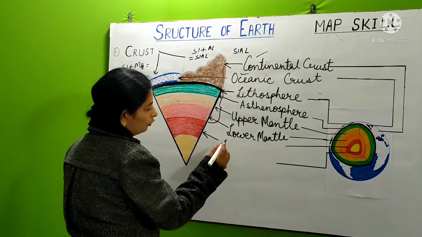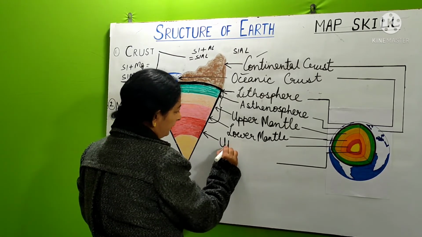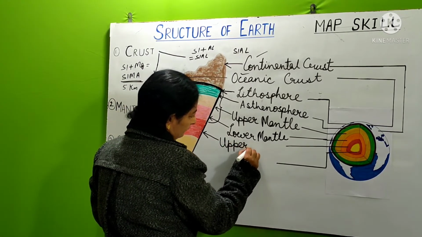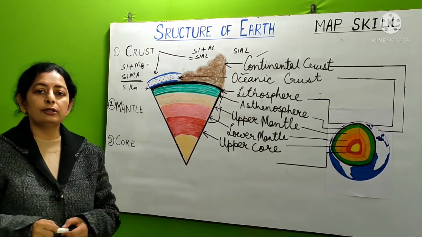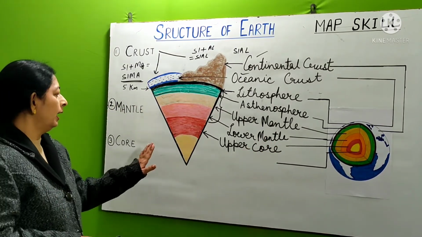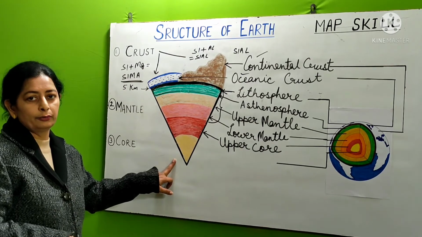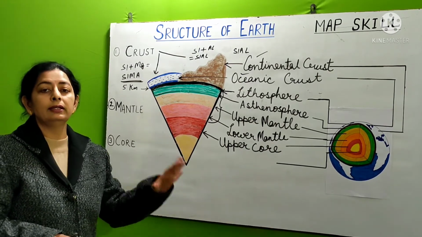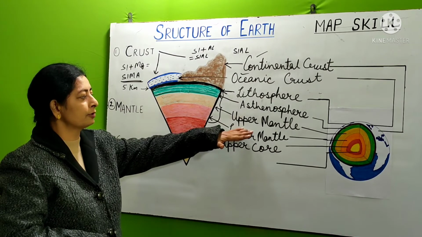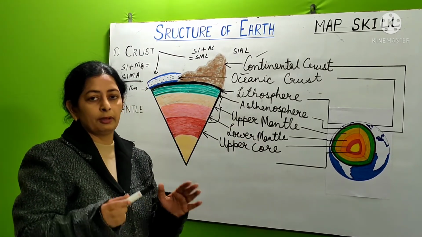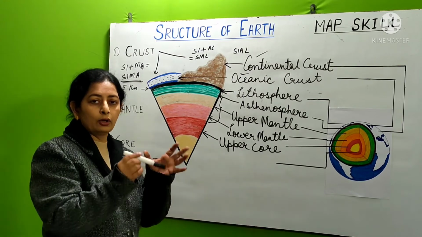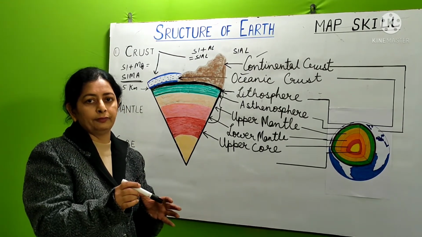we will see, the core. So this is the upper core. Core is also divided into two: upper core and lower core. Here again the density increases. In the mantle we saw the density increases, the temperature also increases, and because of that we see that the composition is a bit different over there.